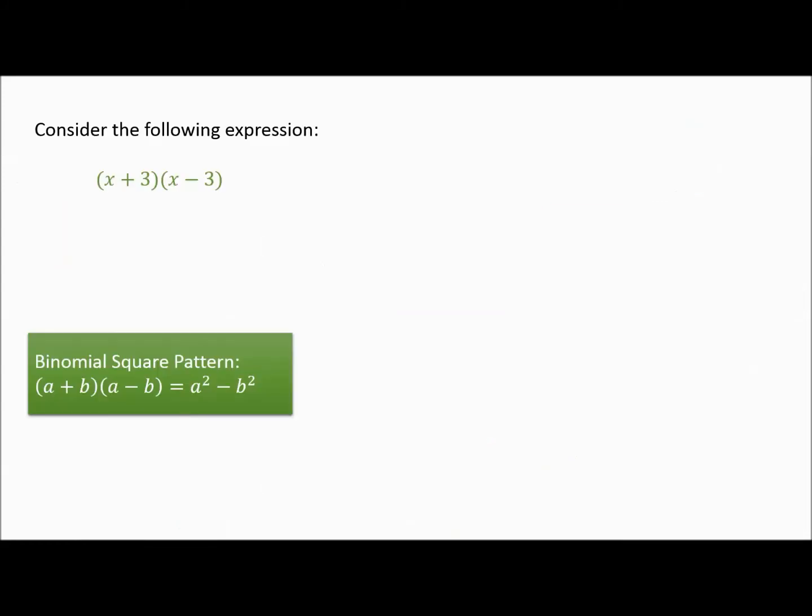Now here I have for you another binomial pattern, and it's not really the binomial square pattern because we're not squaring it, so let's not call it that. It's just a pattern a plus b times a minus b. So we have x times x is x squared, x times negative 3 is minus 3x, 3 times x is plus 3x, and 3 times negative 3 is minus 9. Now what happens here when we add like terms, the minus 3x and the plus 3x cancel to give you x squared minus 9.